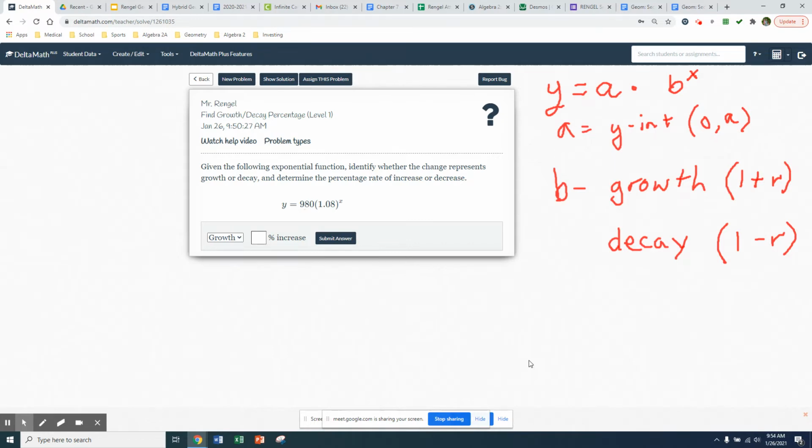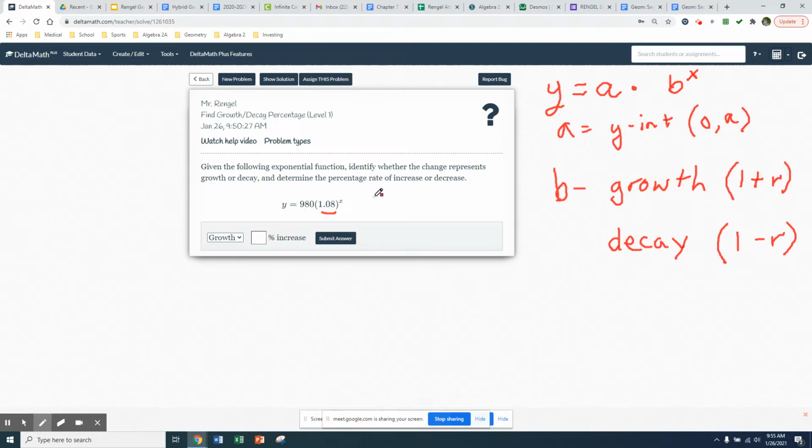So do we have a growth? Do we have a decay? And then what is that percent increase? So I'm looking at first, I've got y equals 980 times 1.08 to the x power. And I'm focused on my b value, which is right here, 1.08. And all I'm determining is, is 1.08 greater than 1 or is 1.08 less than 1? Well, it's greater than 1. So this one is going to be a growth. That's the default answer there, growth.